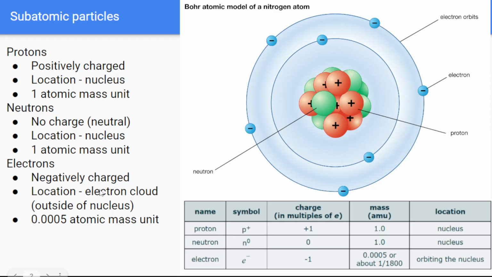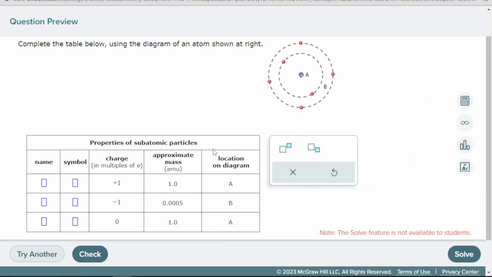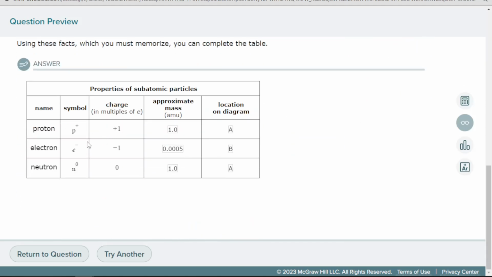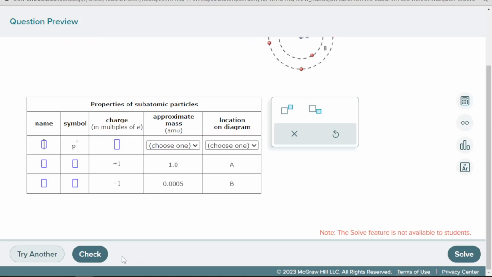Electrons are negative, they're located around the nucleus in a cloud, and they have an atomic mass of nearly 0.0005. And we will use this chart, so make sure you copy this in the notes. You'll see different information on this chart that's missing, and sometimes it's really easy, like name and symbol. What it's looking for here is the name and the symbol. You have to have the charge along with the letter for the symbol.